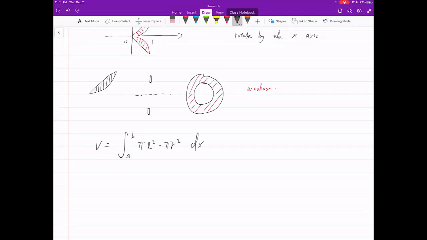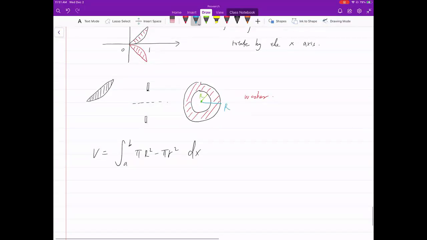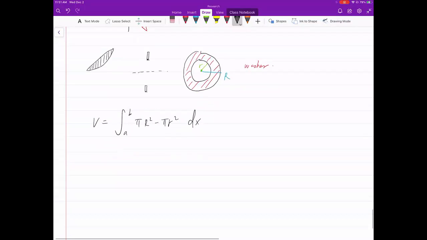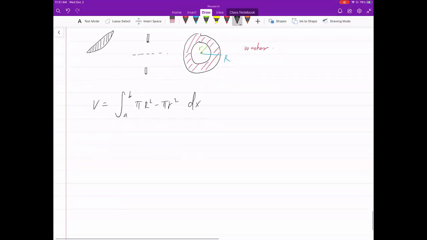What is your big R? The big R is the very outside disk. And what is your small r? The small r is what's inside, the small disk. Can you guys see these two are different colors? Great. Okay, basically the volume is given by pi R squared minus pi r squared. And of course, remember, this will be the thickness. This one has to be there. All right, with that in mind, can you set this up?